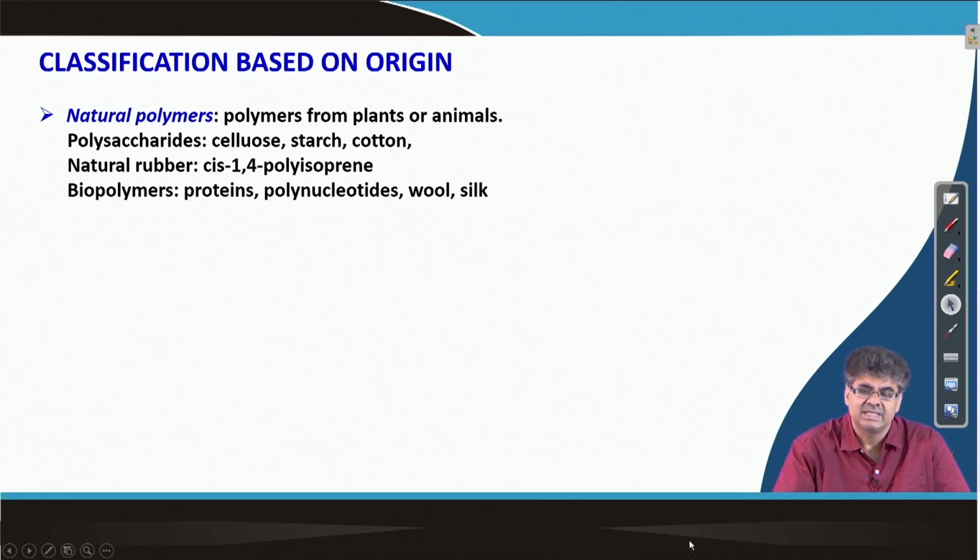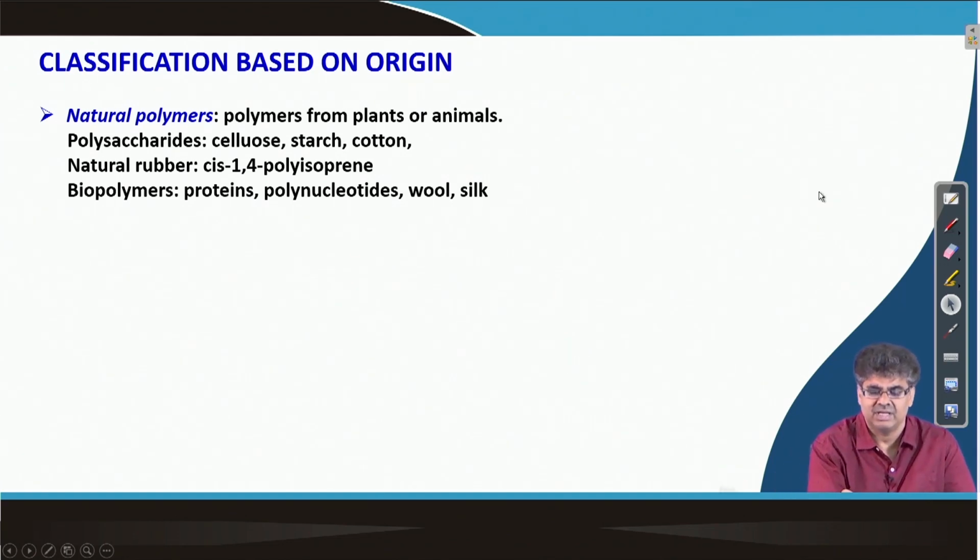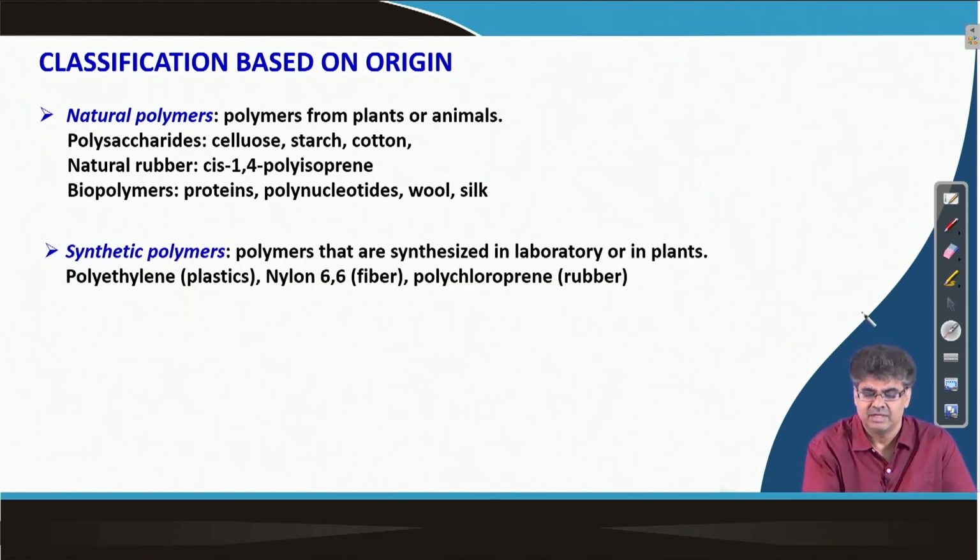As we discussed, polymers can be obtained naturally from plant or animal based materials, for example, polysaccharides, cellulose, starch, cotton and natural rubber, cis-1,4-polyisoprene, and then biopolymers like proteins, nucleic acids, wool and silk.